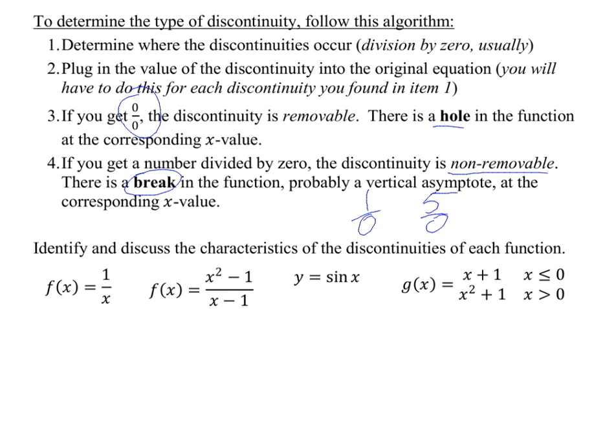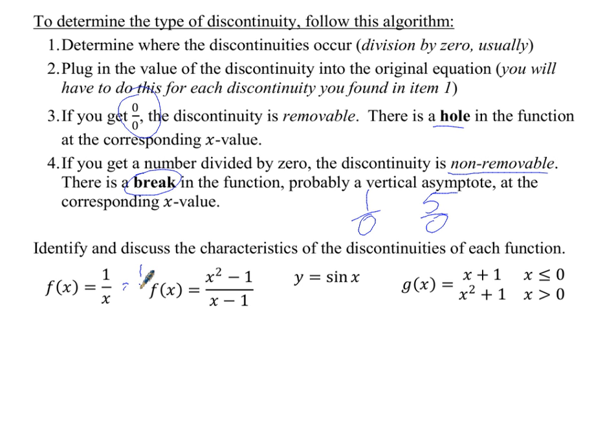So let's take a look at these 4 examples that we have here. F of x equals 1 over x. We need to analyze this and see if there's going to be any discontinuities, and then determine what type of discontinuity it will be. So for f of x equals 1 over x, what do we do first? So we decided that 0 is where we're going to have a discontinuity, right? Because that results in division by 0. So then what do we do? We need to check it to see what kind of discontinuity it is. So what do we do? Plug in the 0.